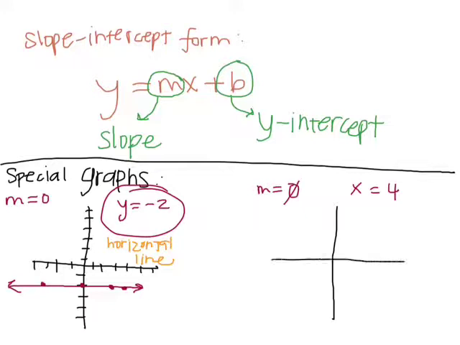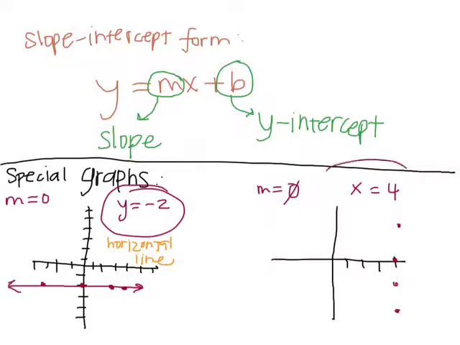And 1, 2, 3, 4. So it doesn't matter what my y values are. My x values here are always going to equal 4. I have a 4 where y is 0, I have a 4 up here, 4 down here, 4 down here.